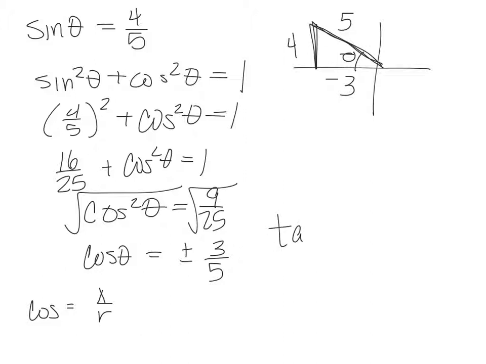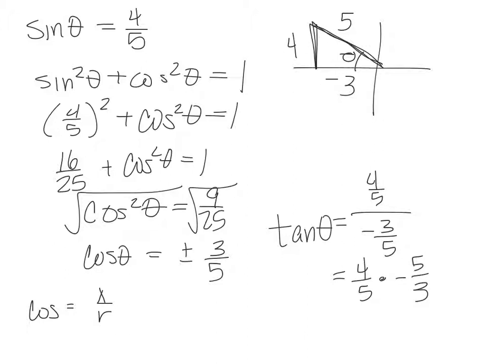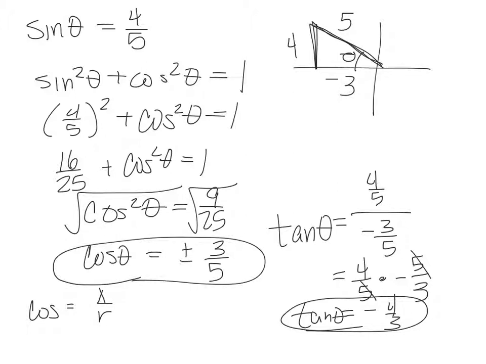Then I can do tan theta is sine theta over cosine theta, which is multiply the reciprocal, negative 4/3. So another way to do the same problem, this is going to be negative. I forgot to tell you which one we decided on.